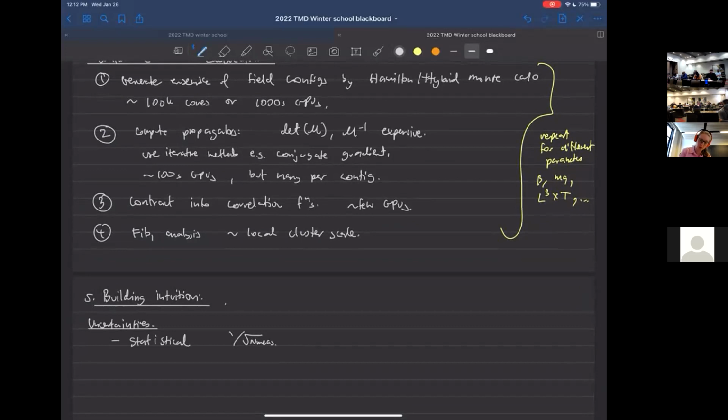Okay, what other uncertainties are we going to have? What about in the fitting that we have to do to the correlation functions? Anything there?